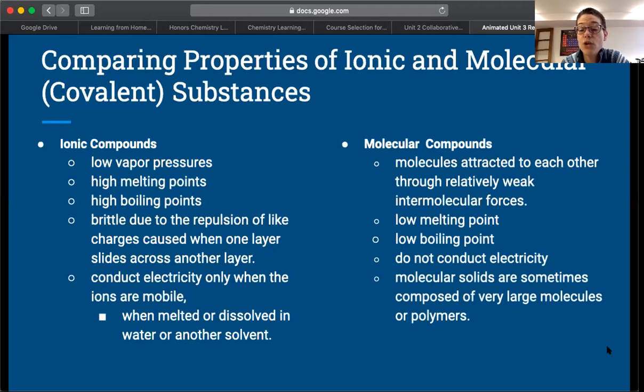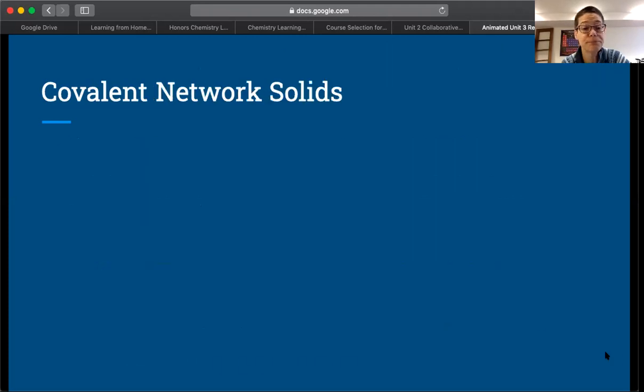And then you can actually have incredibly large molecular solids, like really big things: carbohydrates, lipids, big fatty molecules. Heck, your DNA, that's a molecular solid. It's a big old thing.